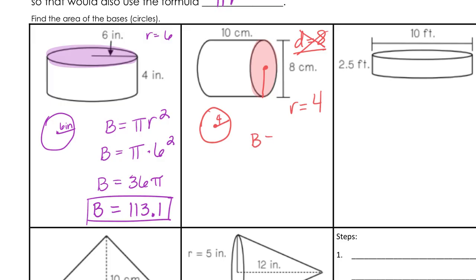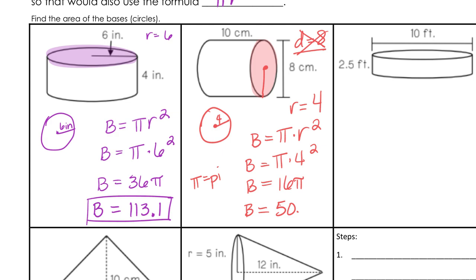So when I go to do my area of the base, this would be pi times radius squared, pi times 4 squared. So this would be 16 pi. When I go to type this in Desmos, I would type 16 pi. All you have to do is type pi, and it'll put it in there for you. So we're going to round to the nearest hundredth. So this will be 50.27.